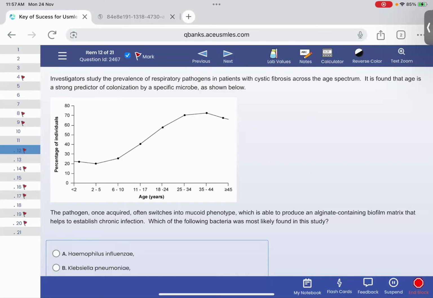Which of the following bacteria was most likely found in this study? Investigators studied the prevalence of respiratory pathogens in patients with cystic fibrosis across the age spectrum. It is found that age is a strong predictor of colonization by a specific microbe, as shown below. The pathogen, once acquired, often switches into mucoid phenotype, which is able to produce an alginate containing biofilm matrix that helps to establish chronic infection. Which of the following bacteria was most likely found in this study?